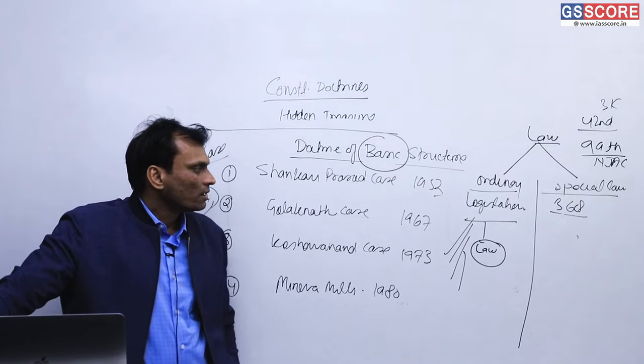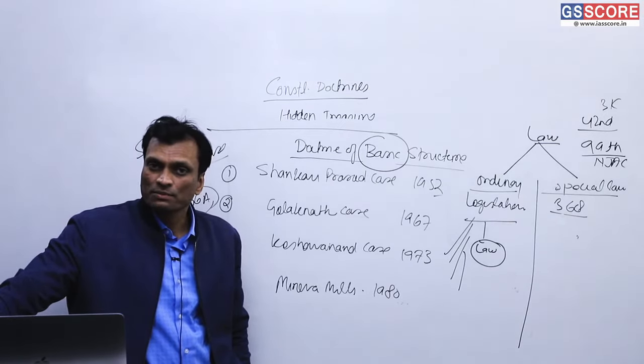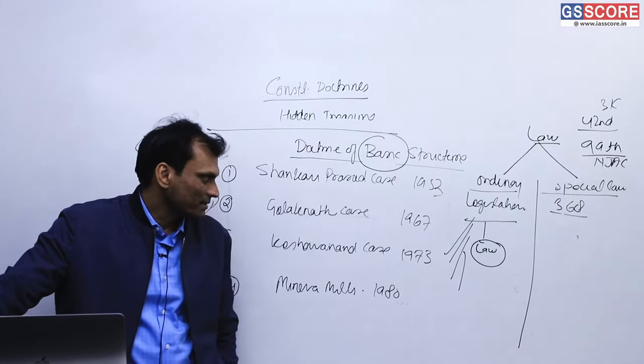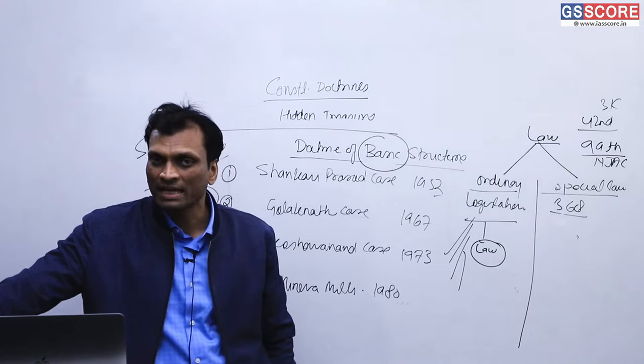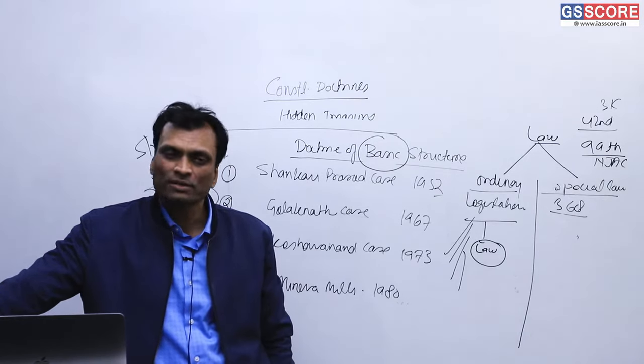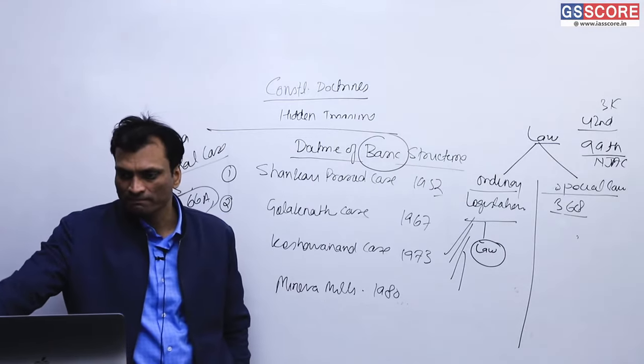Right, so the balance was restored. But again, the balance was questioned again and again. What is the impact of this doctrine of basic structure, two or three?